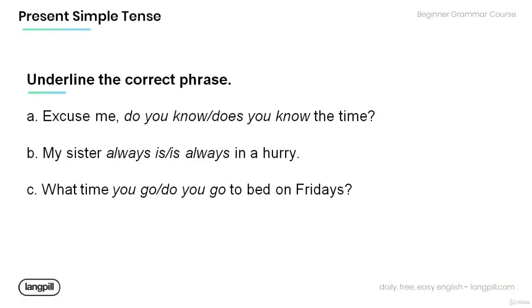Now time for you to practice the use of the present simple tense on your own. Read the following sentences and underline the correct phrase. A. Excuse me, do you know or does you know the time? B. My sister always is or is always in a hurry. C. What time you go or do you go to bed on Fridays?